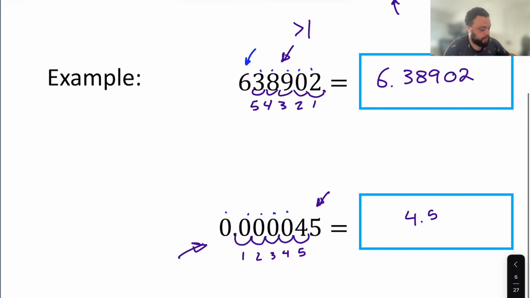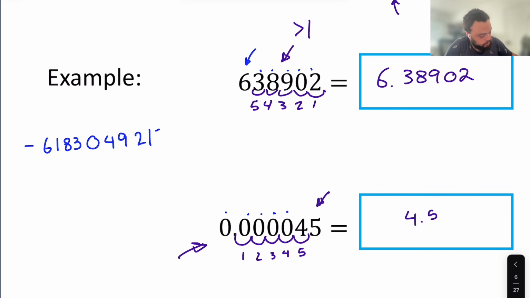Let's say that we have negative 61830492122. Okay, big number, right? Decimal place is right there.